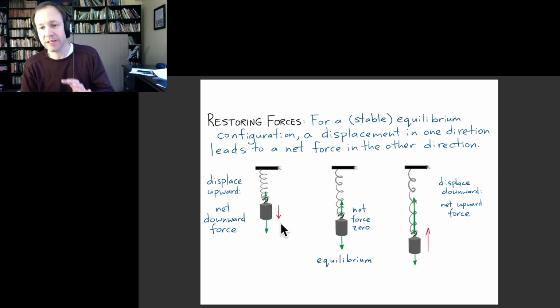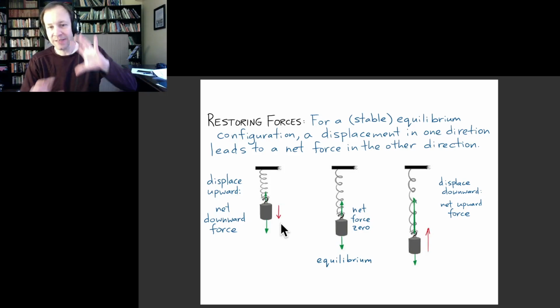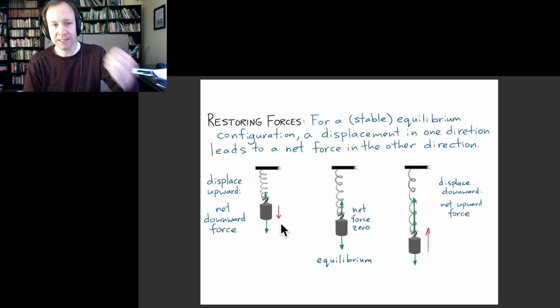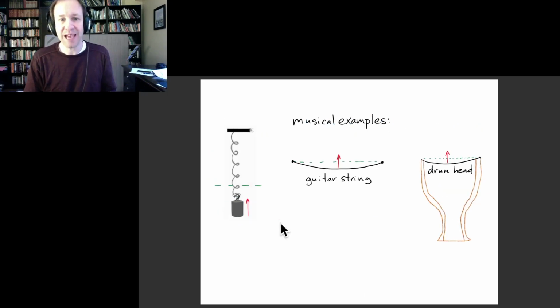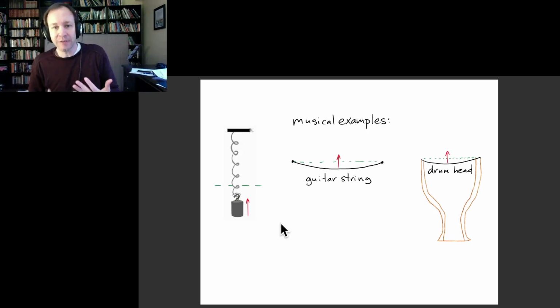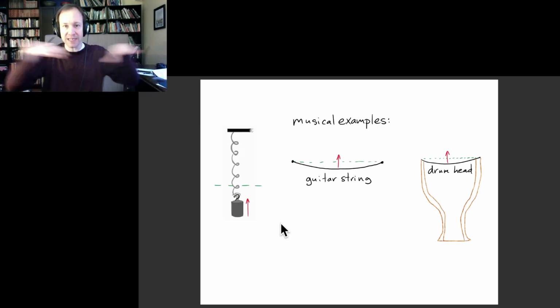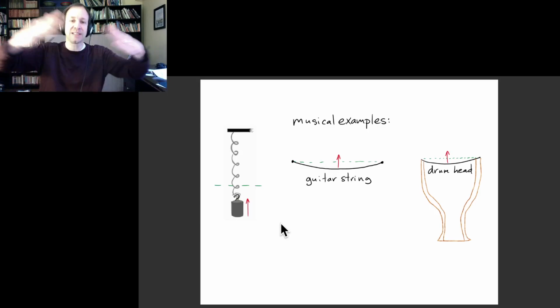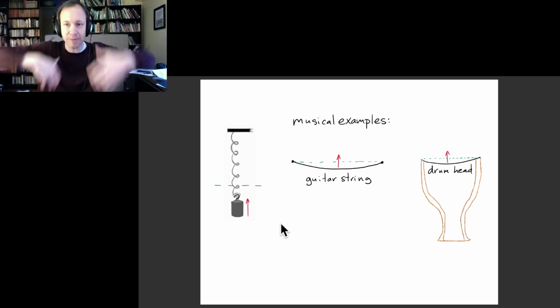Okay, so before we understand that, I just want to point out that even though this mass on a spring system is kind of artificial, the same thing happens in various situations that we'll be interested in when talking about music. So for example, if you have a guitar string and you displace it one way, then there are forces that are leading it to come back to the straight equilibrium position. If you displace it the other way, then there's forces bringing it back.